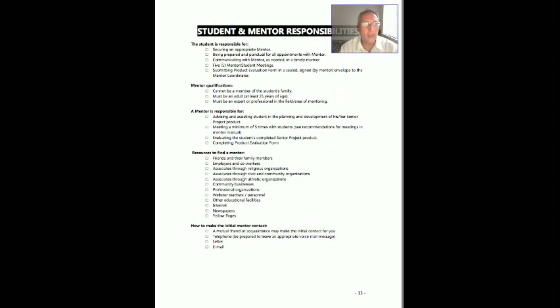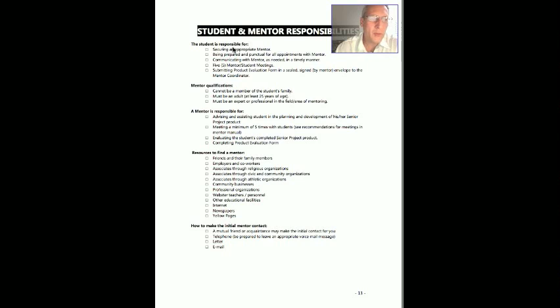On the next page is student mentor responsibility. Sometimes finding mentors is one of the difficult steps that students find in this whole senior project process. So I'll talk about this page a little bit, then I'll talk about finding a mentor.